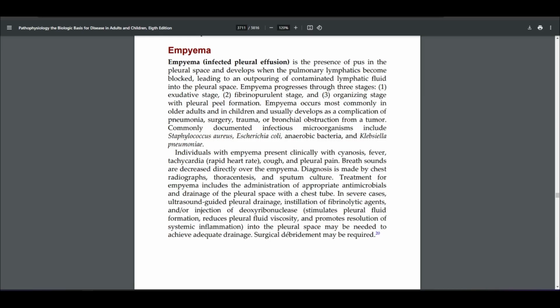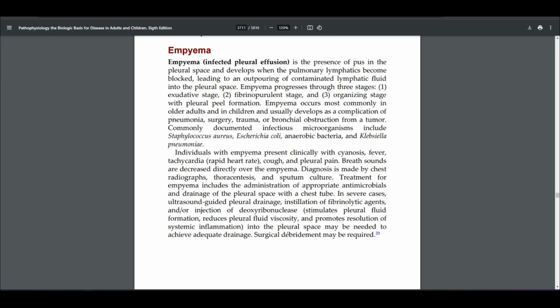Individuals with empyema present clinically with cyanosis, fever, tachycardia, cough, and pleural pain. Breath sounds are decreased directly over the empyema. Diagnosis is made by chest radiograph, thoracentesis, and a sputum culture. Treatment for empyema includes the administration of appropriate antimicrobials and drainage of the pleural space with a chest tube.